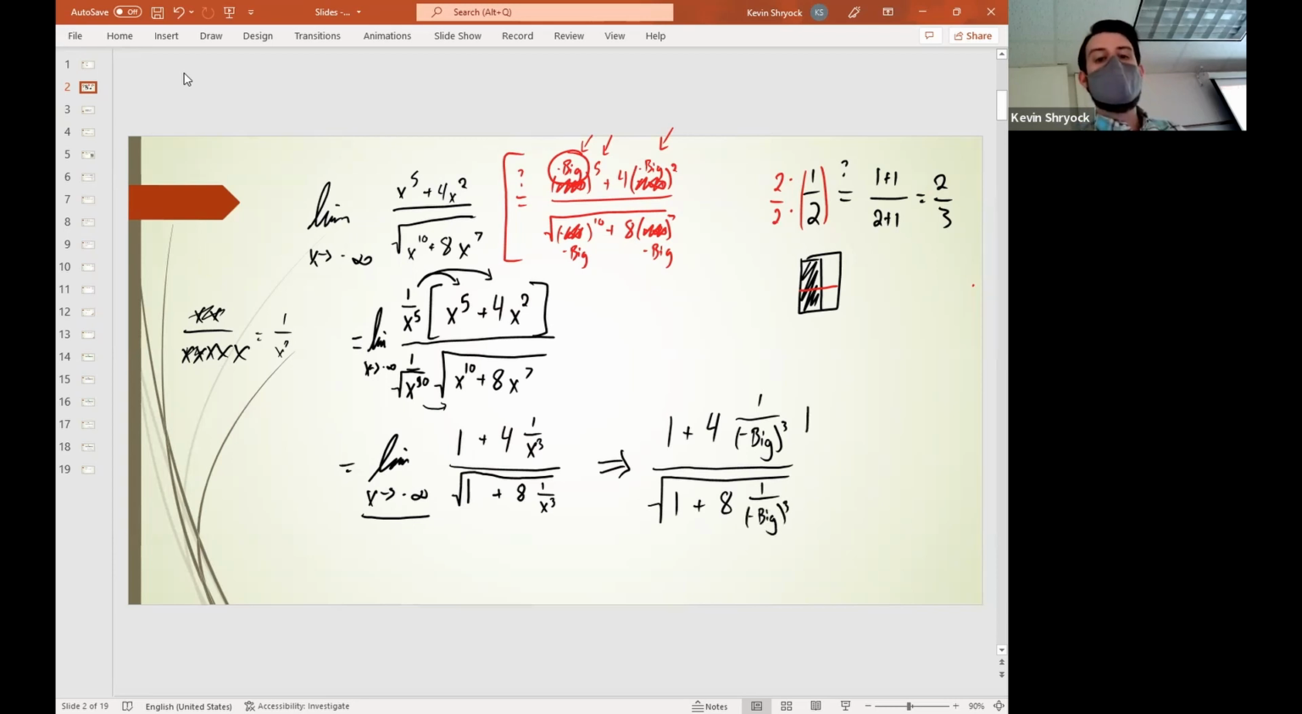All right, negative big cubed is going to be negative and big. Very good. 1 divided by negative big is going to be negative 1 over big, or negative small, right? So this is going to become small. Small times 4 is big or small? Small. So this has become now 1 minus small. And on the denominator, we're going to have square root of 1, again, minus small for the same reason, right?